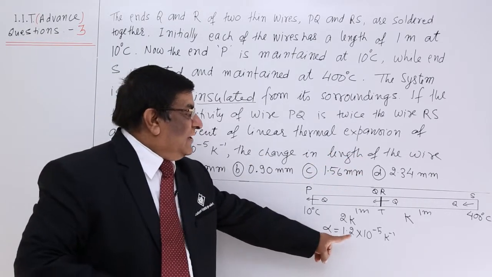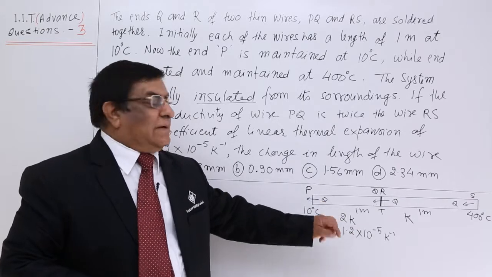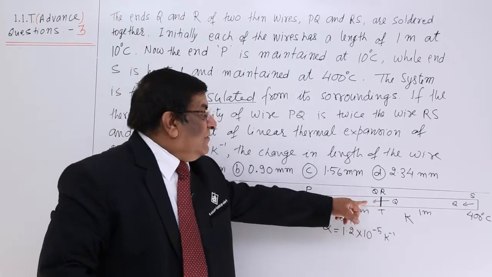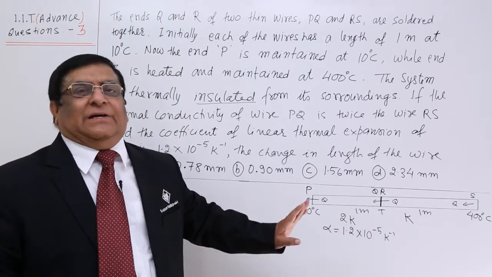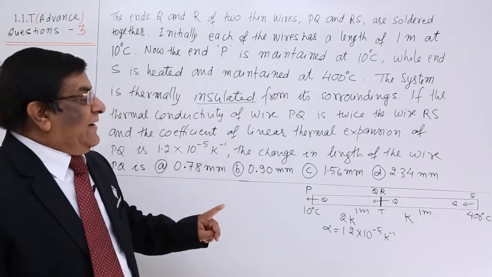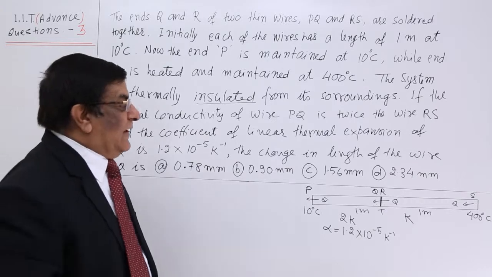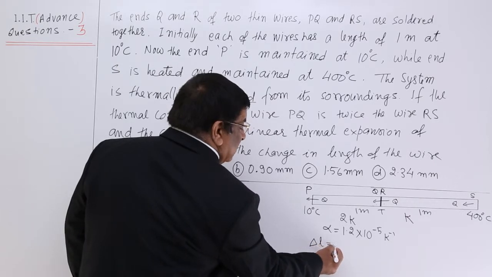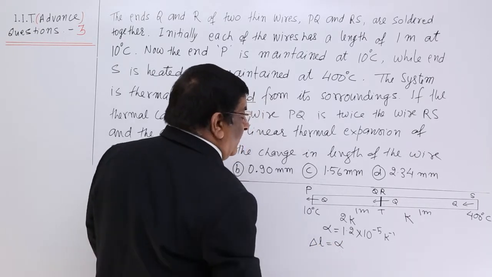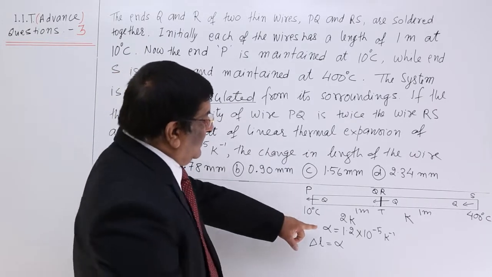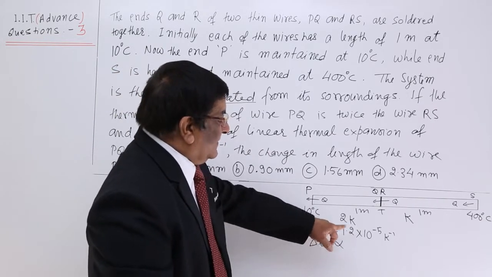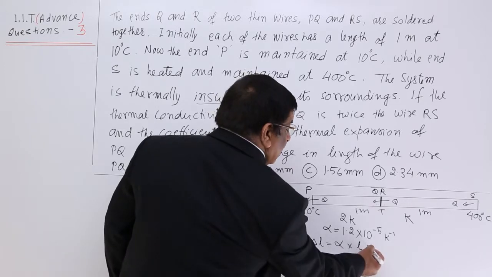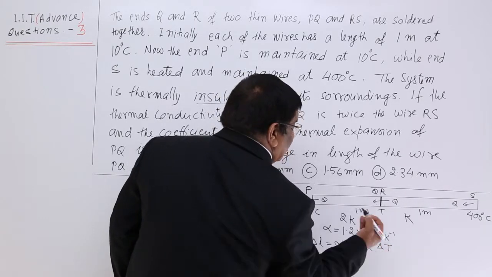And this is the coefficient of expansion. This means per meter per Kelvin, this length will be increased. That is given. So how much will be the total increase in the length of this wire? That is asked from us. What do we need to find out? The extension in length. To find it, the extension in length is equal to the coefficient of length expansion alpha multiplied by the original length multiplied by the change in temperature.